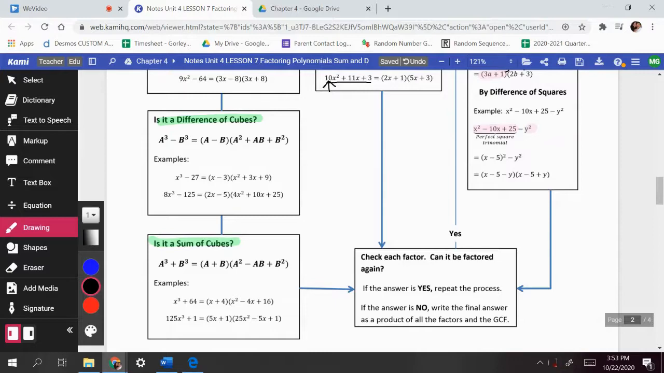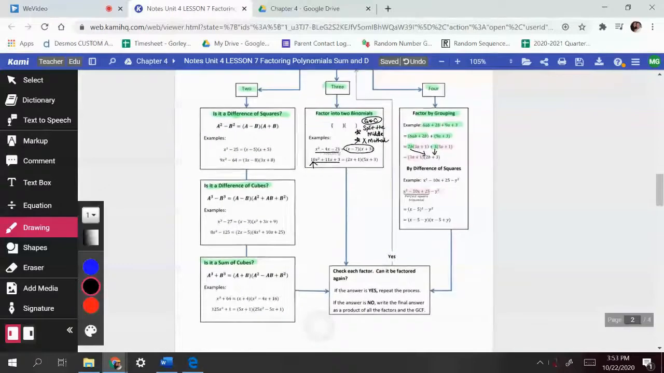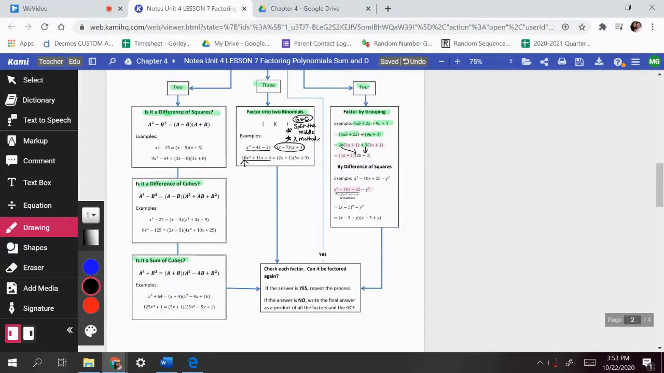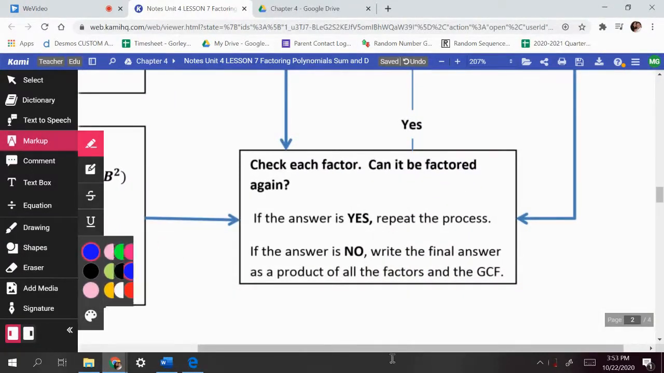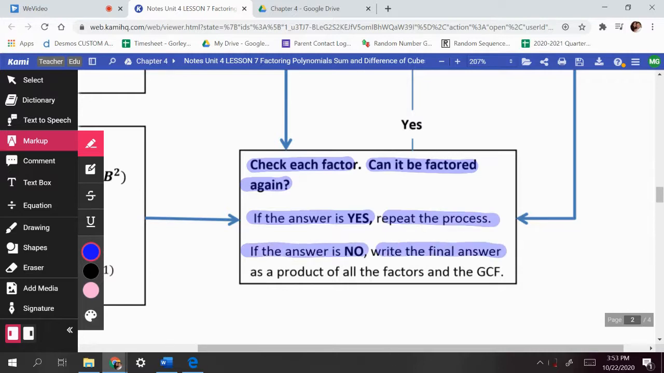Okay, and then once we figure out whether there's 2, 3, or 4 terms and what factoring technique to use, remember at the very, very end, this is really important, you need to check each factor and ask yourself the question, can it be factored again? If the answer is yes, then repeat one of the factoring methods. If the answer is no, then you're just going to circle your final answer.